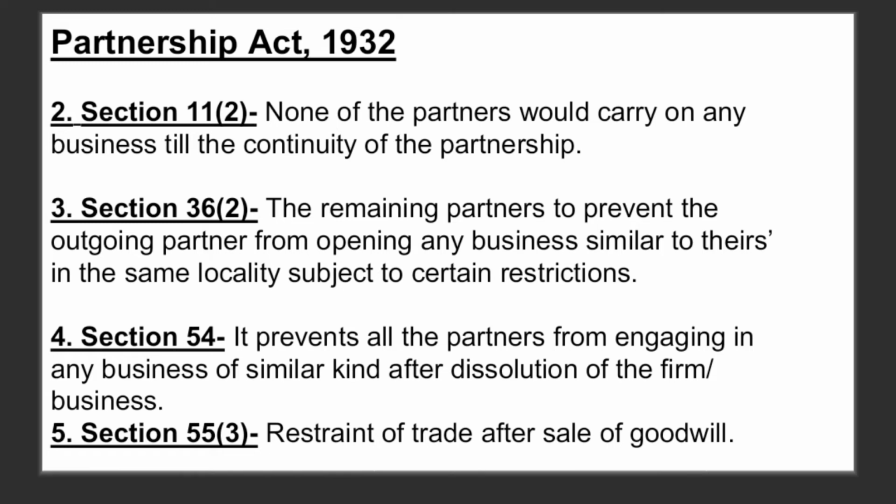Now section 54 prevents all the partners from engaging in any business of similar kind after the dissolution of the firm or business. And the fifth one, section 55 clause 3, is restraint of trade after the sale of goodwill. So after someone sells the goodwill, the same restriction will apply, whatever we have read in the statutory exception.